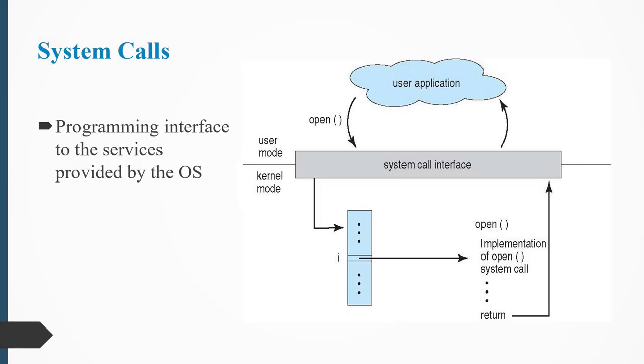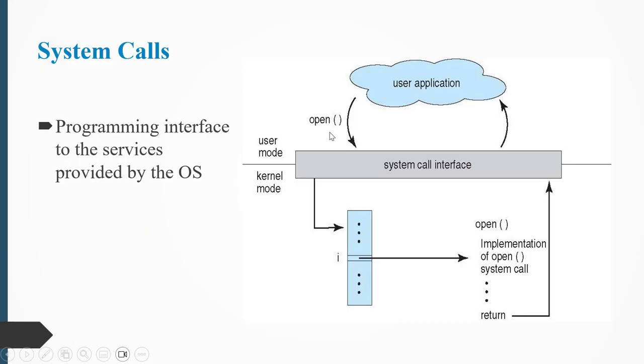System calls. We know very well that the operating system works in a dual mode, that is, user mode to kernel mode and kernel mode to user mode, so the system call is the most important thing: the program interface to the services provided by the operating system. Whenever we initiate a system call from user mode, it goes to the system call interface, and then the mode bit is changed and that system call is performed, and after finishing that execution it returns back to the user mode. So this is the process of the execution of a system call.